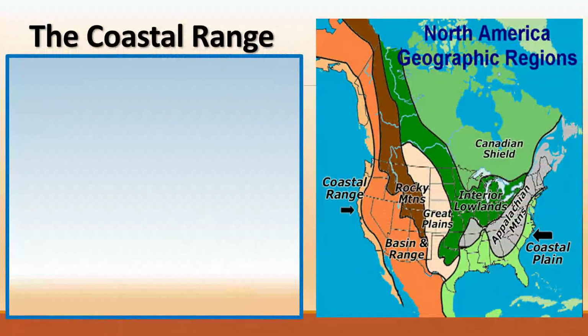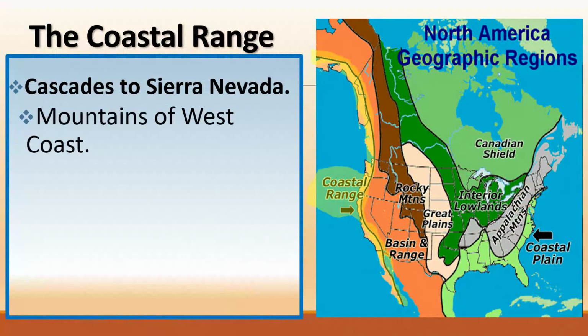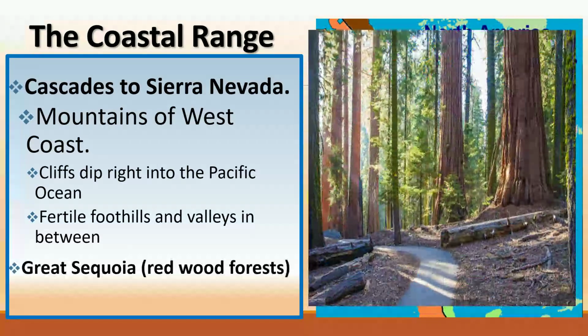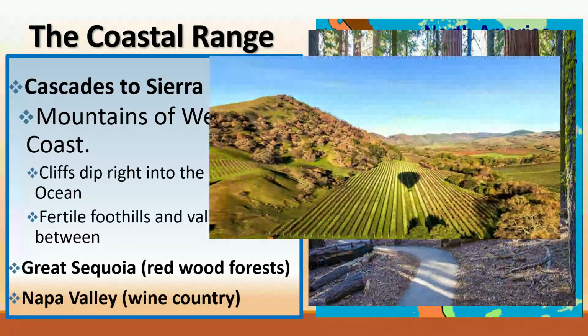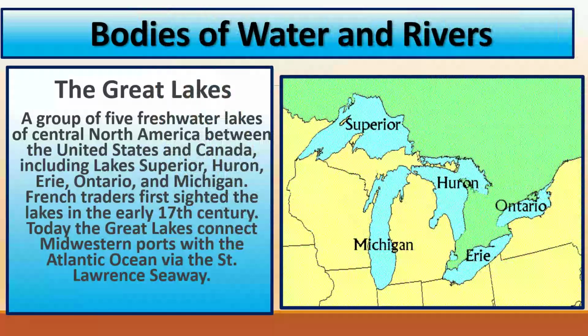Finally, the coastal range. This is from the Cascades to the Sierra Nevada. They're the mountains of the west coast, and many of these mountains dip right into cliffs, right into the Pacific Ocean. There are some fertile foothills and valleys in between. The Great Sequoia or Redwood Forest exists in this region. And Napa Valley, which is known as wine country, is also part of this region. That wraps up the regions of North America.